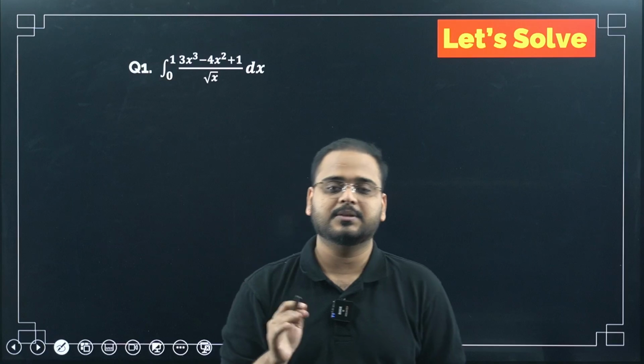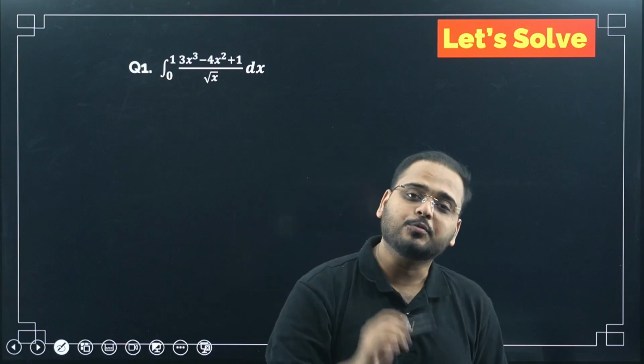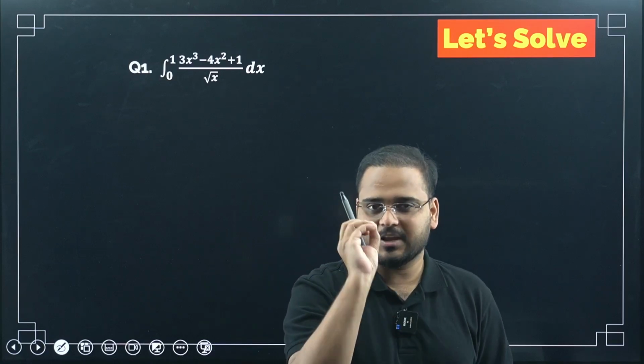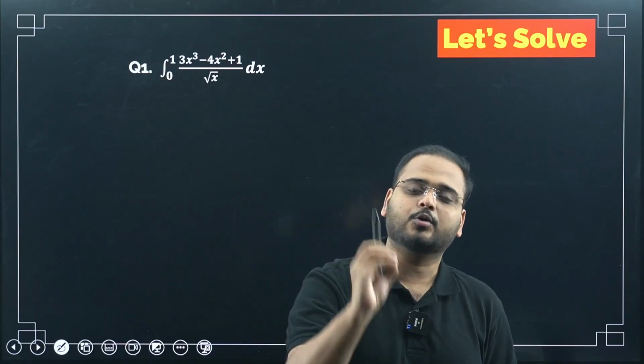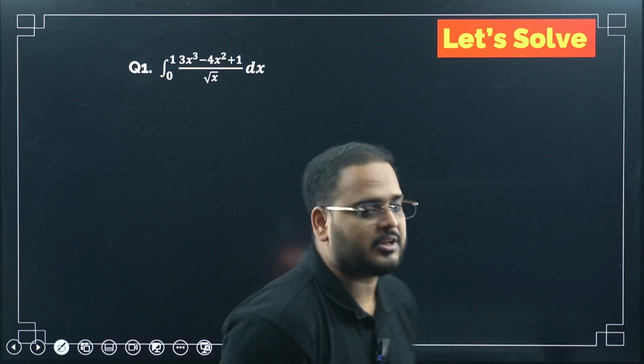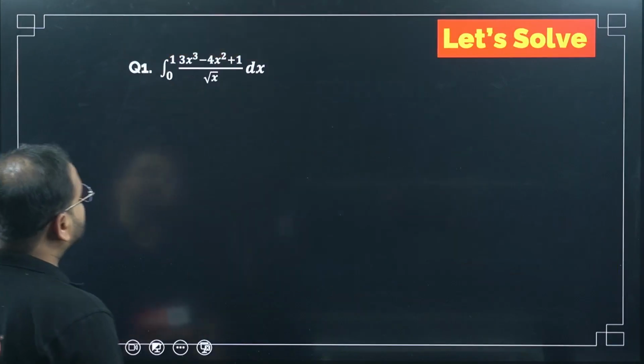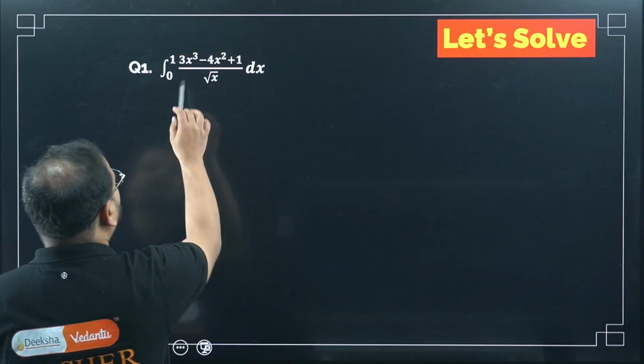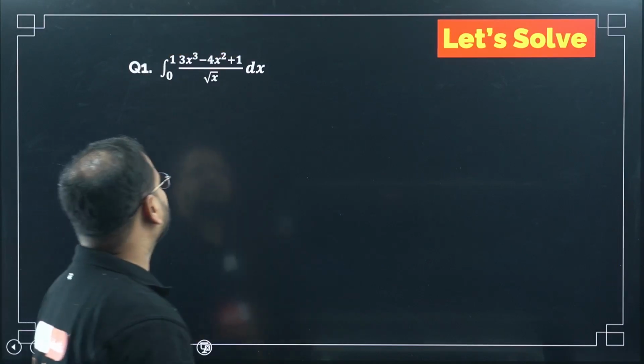Today's goal is very simple. We have to learn from the very basics, from the fundamentals, how to make use of definite integrals, how to solve definite integral problems. Let's go, first one. The first question coming up is: 3x cube minus 4x square plus 1 upon root x.